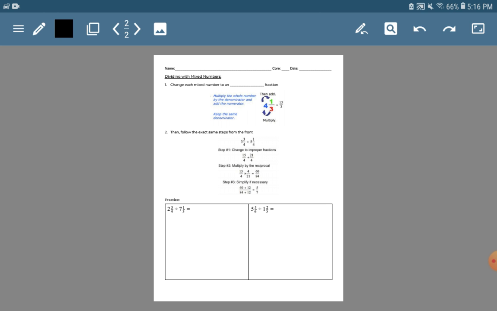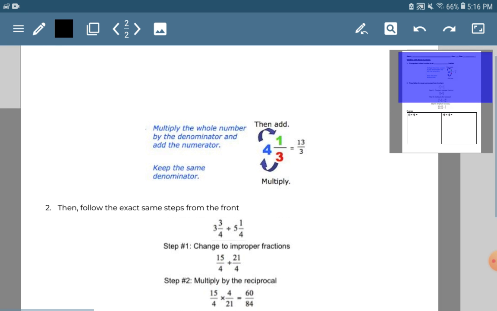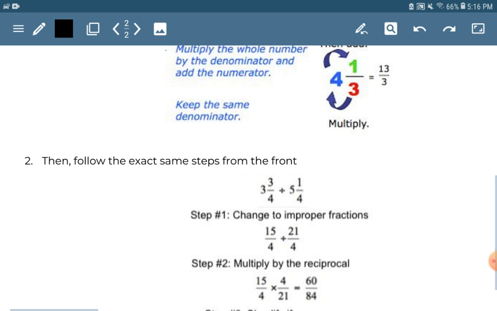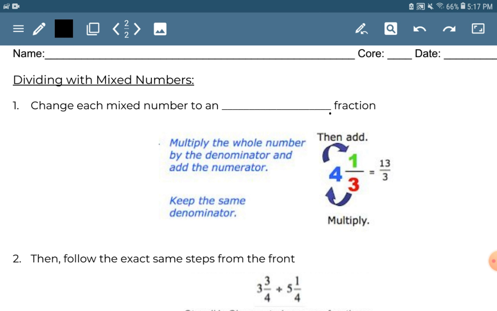Going to the back for our next set of steps here, we're going to talk about how we divide when we do have mixed numbers or we do have whole numbers. So the very first step, and this is new, is we are going to change each mixed number to an improper fraction first. That is the very first thing we need to do. Change every single mixed number or whole number to an improper fraction. The picture below shows how you do that.